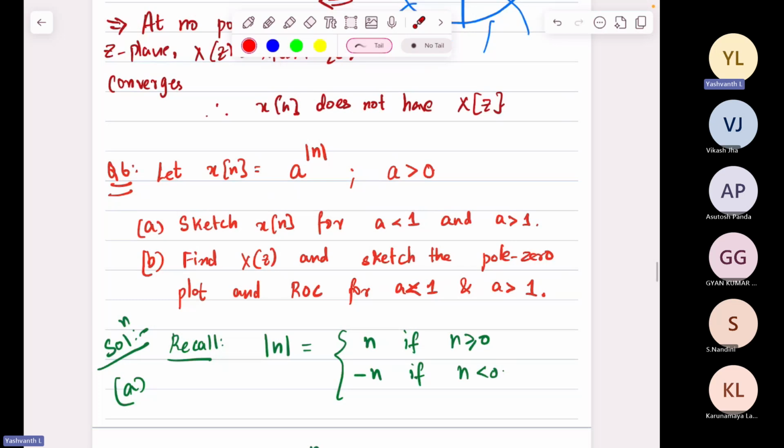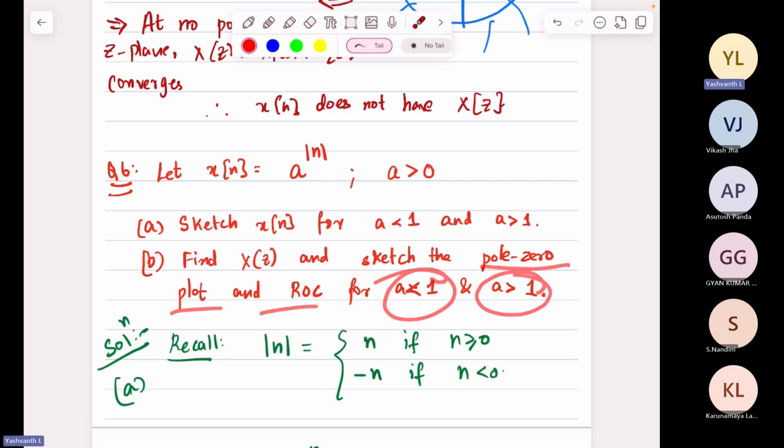The next question is x of n equal to a power mod n, where a is some positive number. Assume it to be real also, no problem. First question is to sketch x of n when a is less than 1 and when a is greater than 1. Second question is to find the z transform for this x of n and sketch the pole-zero plot and ROC when a is less than 1 and a is greater than 1.